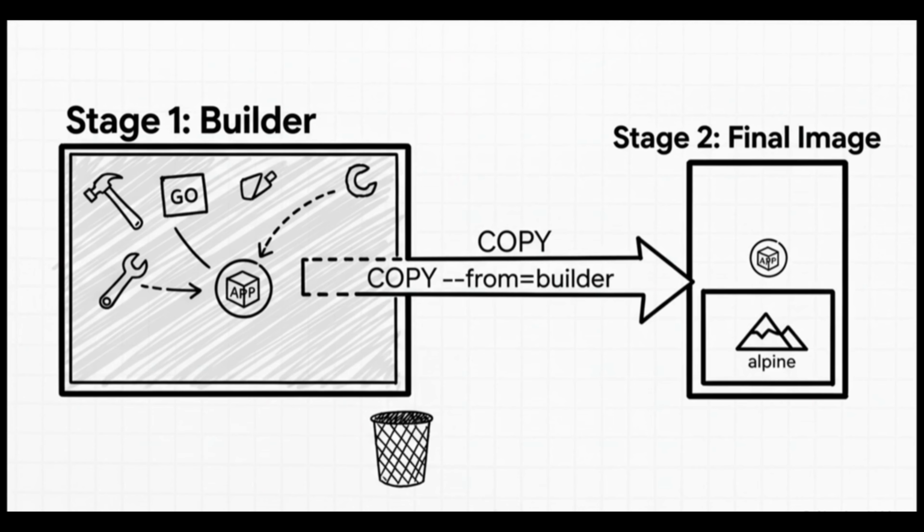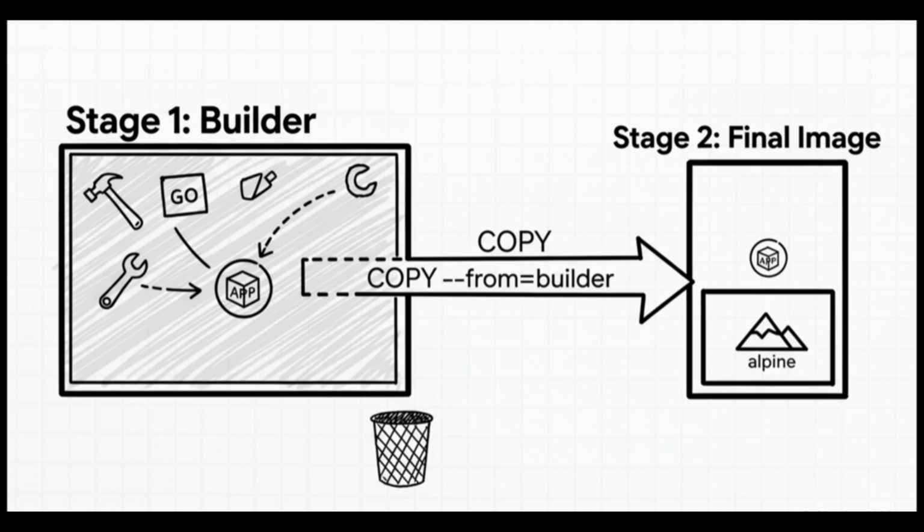And this is where the solution comes in, and it is brilliant: multi-stage builds. It's basically like having two Dockerfiles in one. The first stage, we'll call it our builder, is like our messy workshop. It's got all the heavy tools, like the Go compiler, and we use it to build our application.